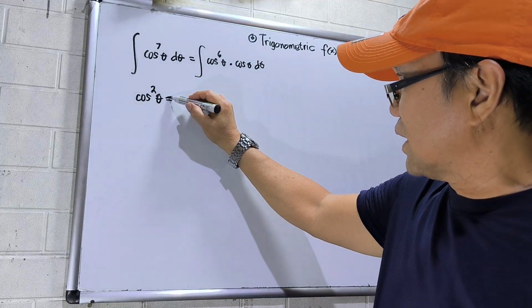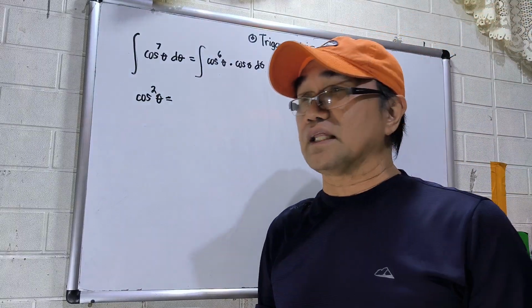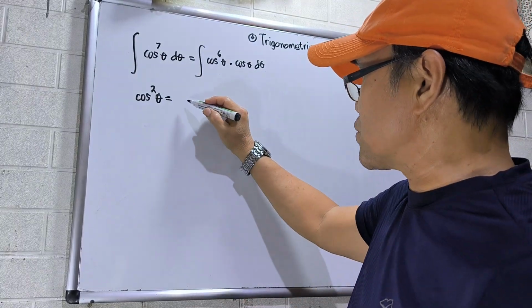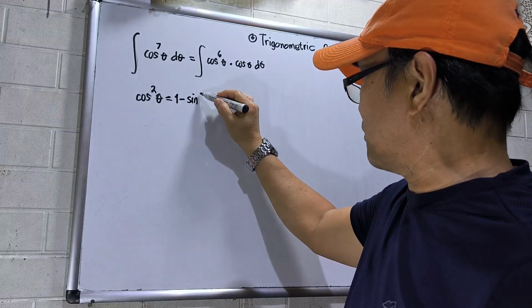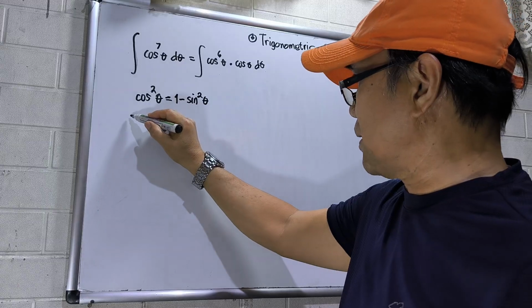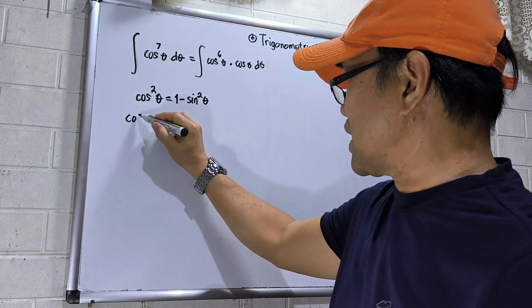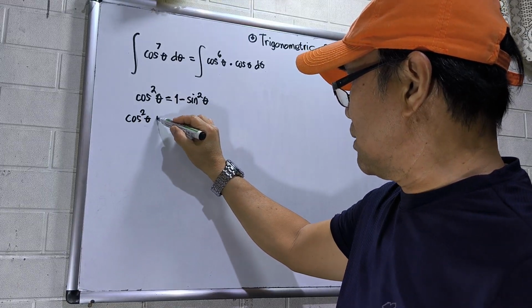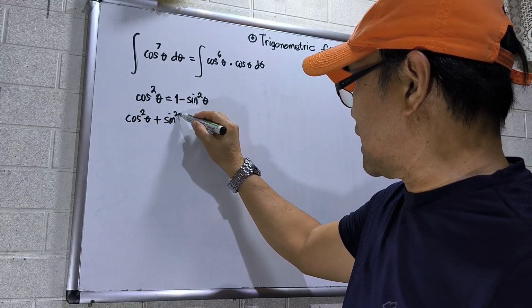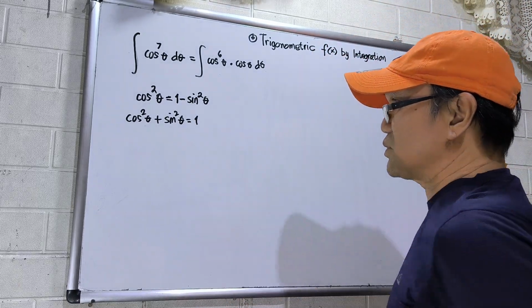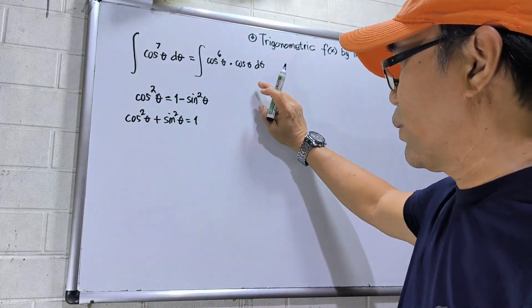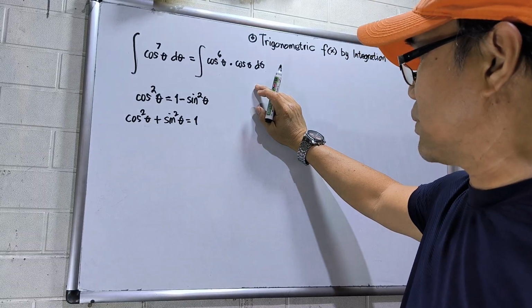Okay, so recall our Pythagorean identity. So we have cosine squared theta is equal to 1 minus sine squared theta. This is from cosine squared theta plus sine squared theta is equal to 1. Okay? So transpose sine squared theta to the right. So this will come up with 1 minus sine squared theta.